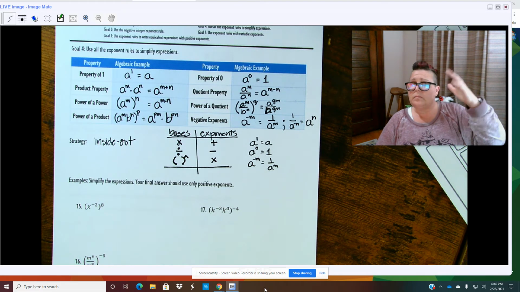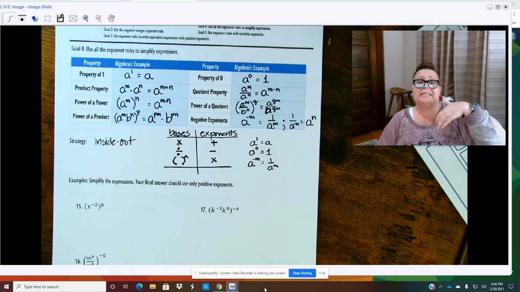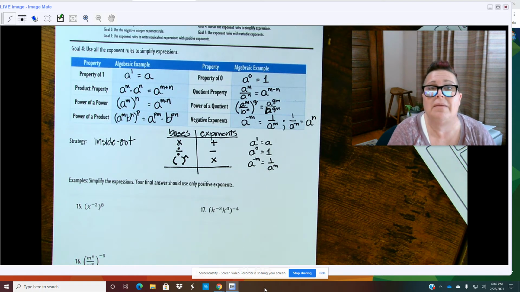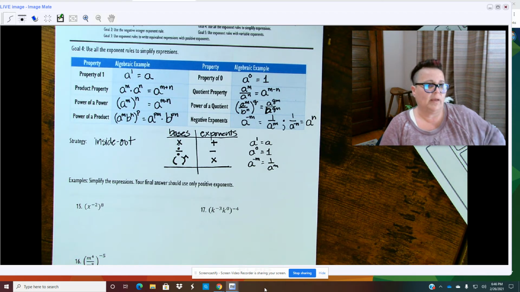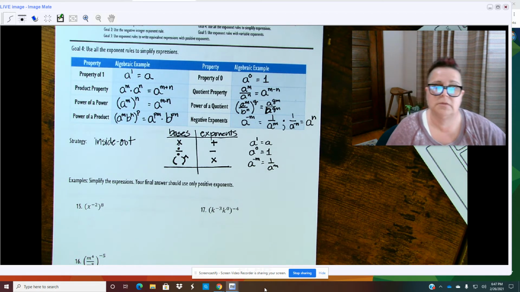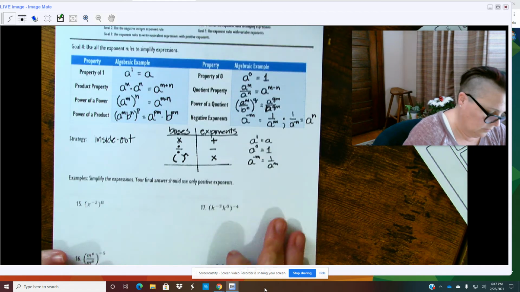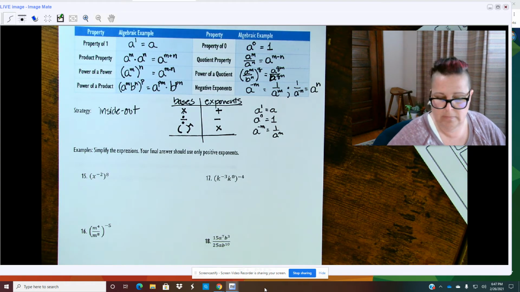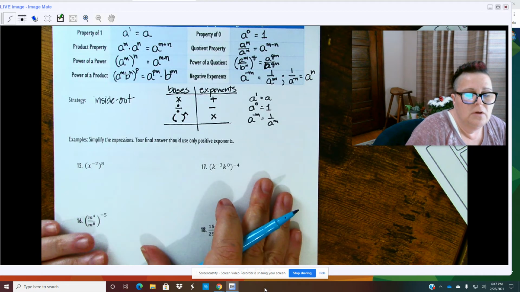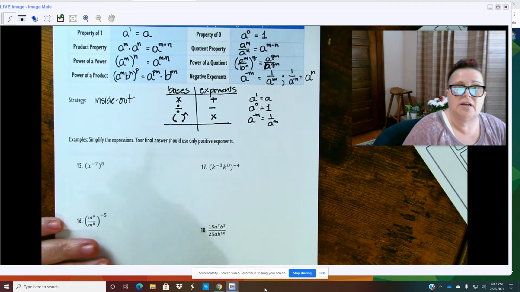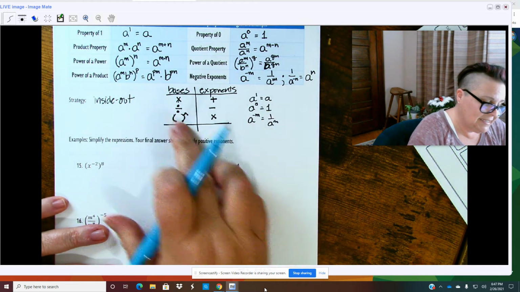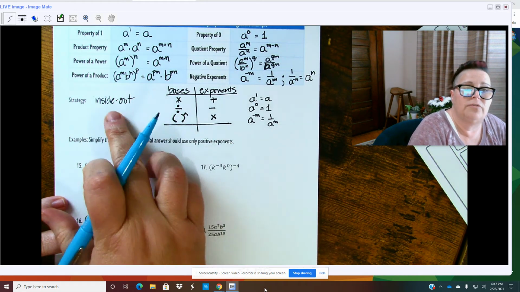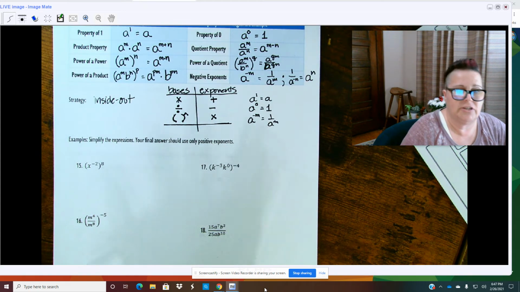Okay? These are the 6 things that I would write down on my paper when I was trying to remember stuff, rather than writing out all these properties. Okay? Let's see how this goes. All right, switching back to my blue, I guess I was using. We're going to simplify these expressions. Our strategy is to use these 6 rules and to work from the inside out. Those are our strategies. All right.